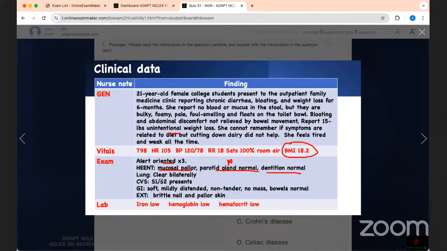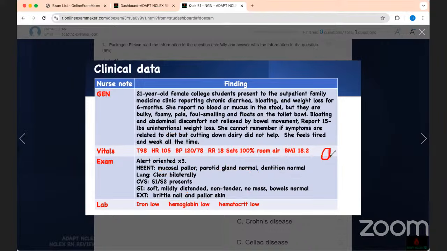The lung is clear. S1, S2 is fine. His abdomen is slightly distended. There's no mass. And he has brittle nails and pale skin. And I give you this: his iron is low. His hemoglobin is low. Hematocrit is low. What is your diagnosis?